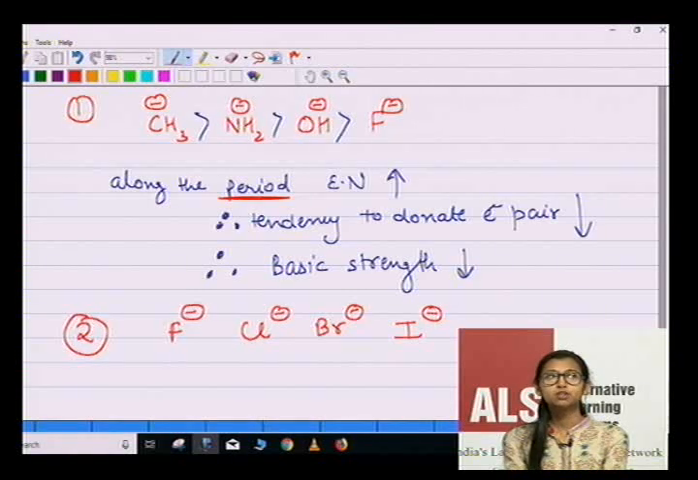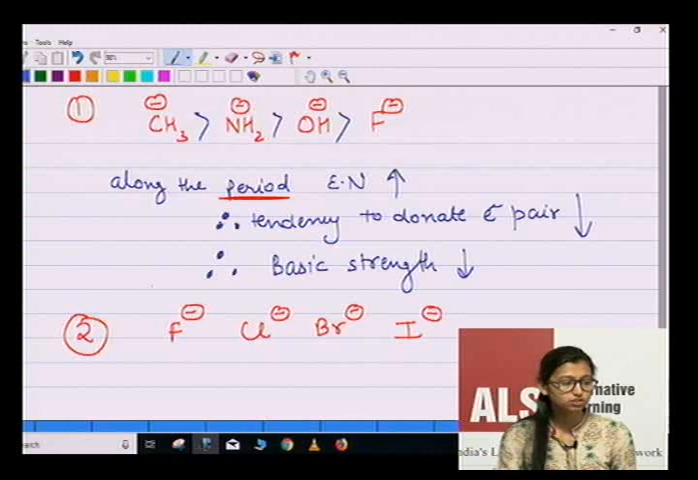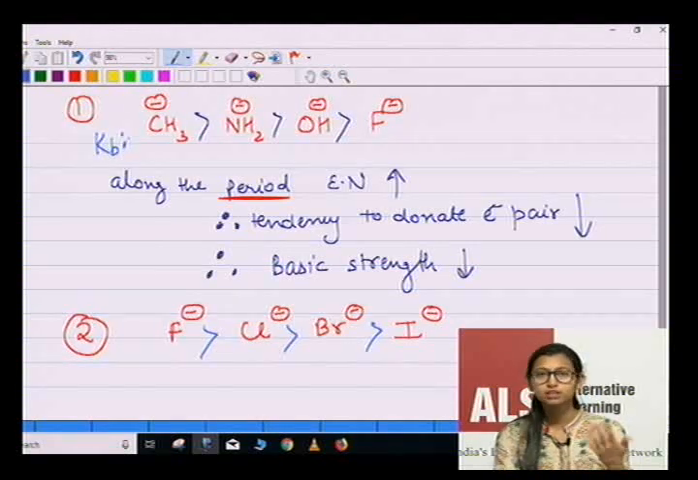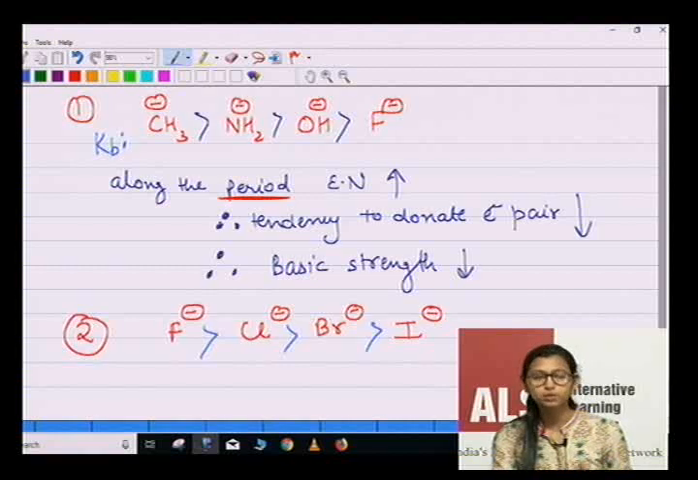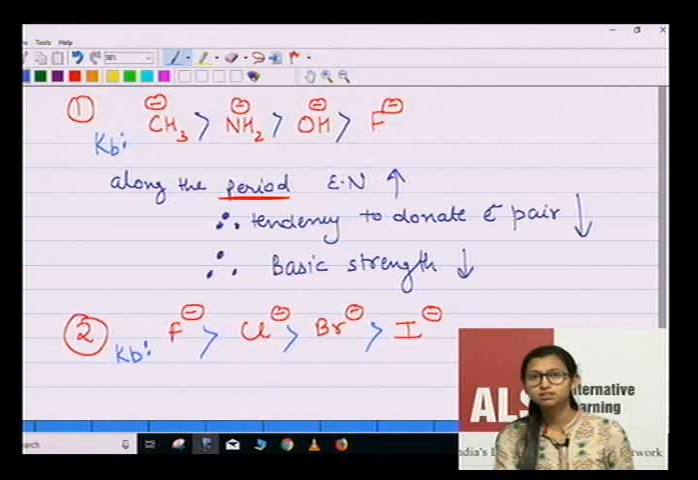Which is a very good base here? Exactly. So F negative, because we know that I negative stabilizes the negative charge, just reverse the order. So it will be F negative, Cl negative, Br negative. And do write what orders you are writing, because after 3-4 days when you revise it, you will see what we have written. It's the order for the basic strength. Kb I am writing, so you can also write Kb, the equilibrium constant.